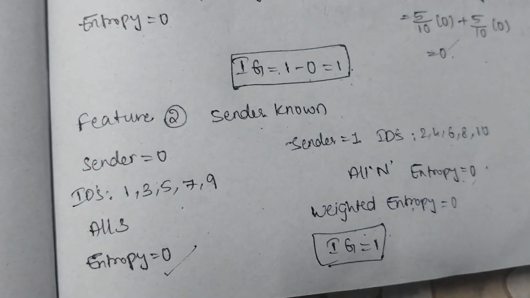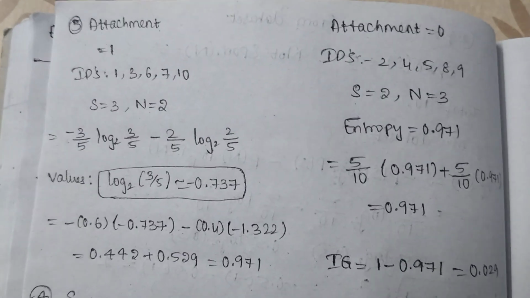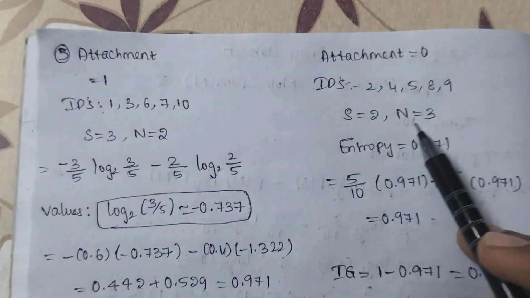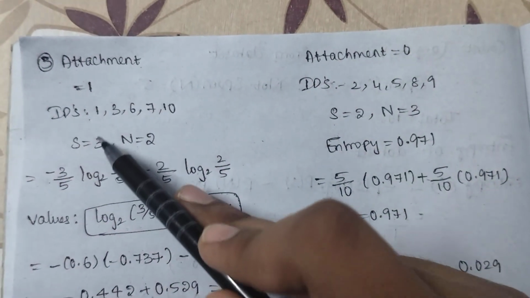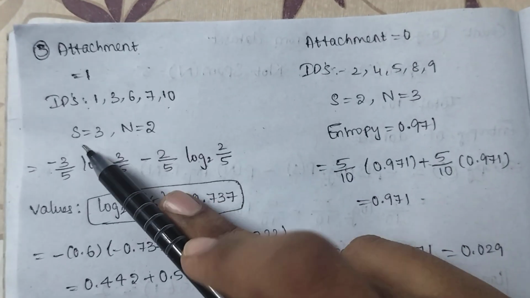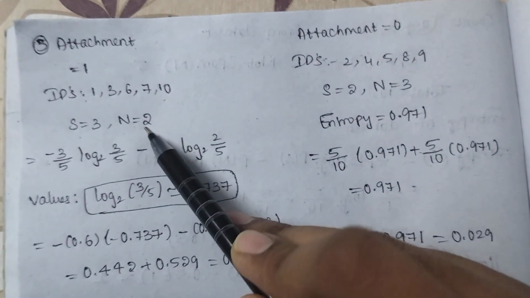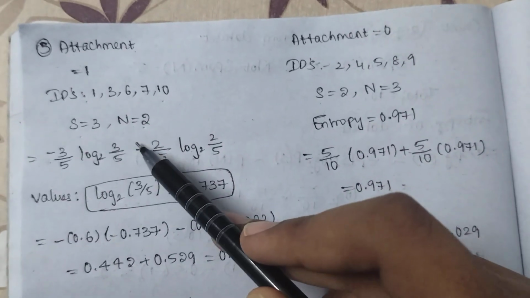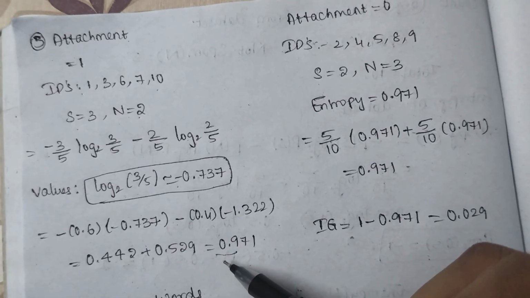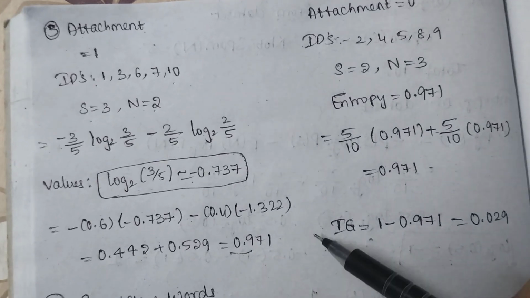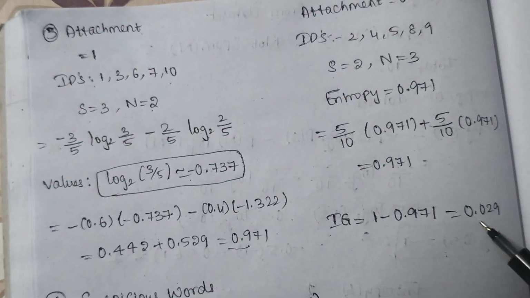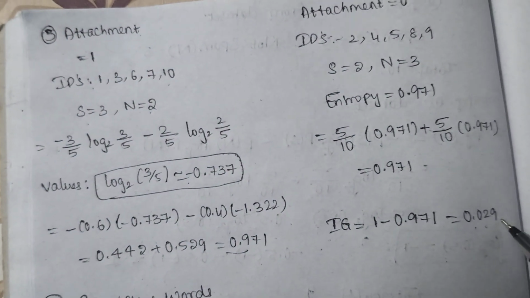Let's go to another feature. Now let's look at the attachment feature. When we split these IDs, it gave us 3 as spam and 2 as not spam. That means it is mixed. When we calculate, we got 0.9 entropy. So this is a very low information gain. The information gain we got is 0.029, which is very low.